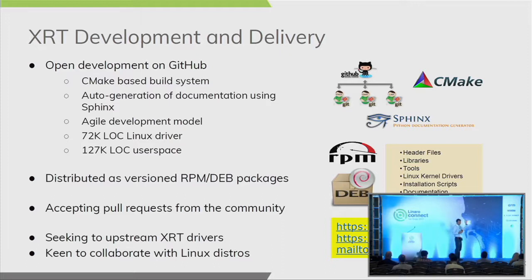We are very agile. If you're following our pull requests on GitHub, you will see several pull requests arriving every day from within Xilinx, and we have also started seeing pull requests from the community that we have incorporated. It's a pretty huge code base now, with 72,000 lines of Linux kernel code and about 127,000 lines of user space code.